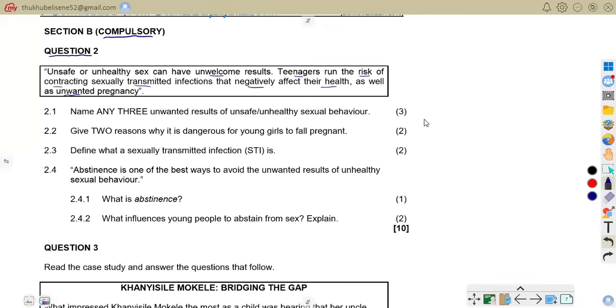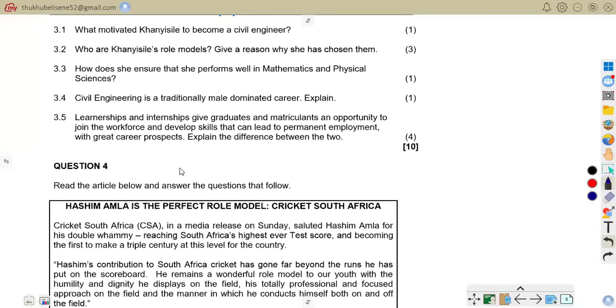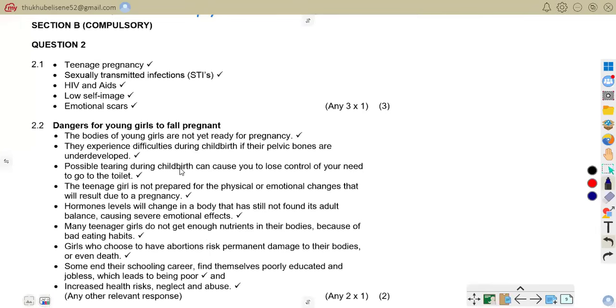So 2.1, name any 3 unwanted results of unsafe or unhealthy sexual behavior. So we can come to our answers.